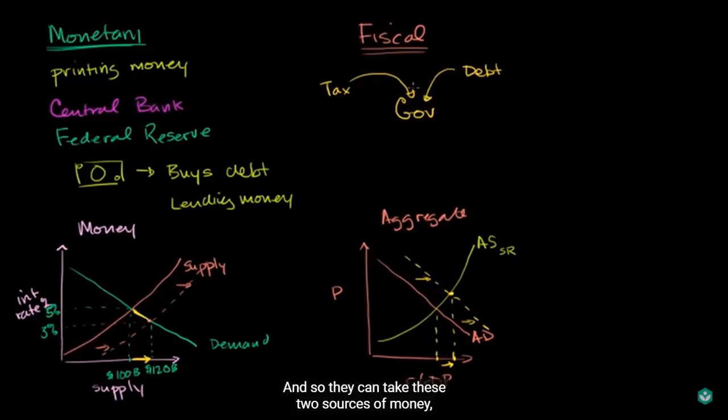And so they can take these two sources of money, and then if they decide to spend more, and let's say that they're going to hold taxes fixed, so they're not going to take out any demand from the economy, they might ratchet up debt and then ratchet up spending, and then this government is directly going out there and demanding more goods and services. So that could also shift the aggregate demand curve to the right. So these are two different levers, two different tools that have been used in governments all around the world to shift aggregate demand one way or another, or in an attempt to shift aggregate demand one way or the other.